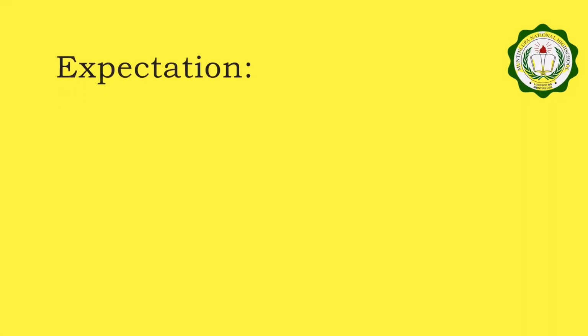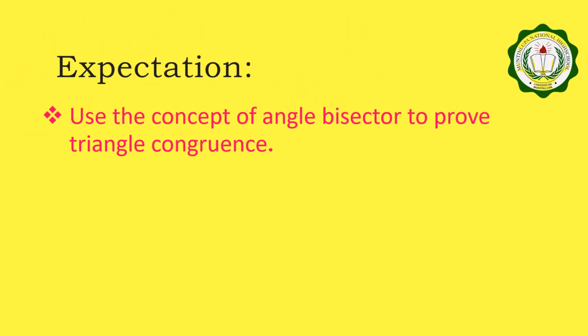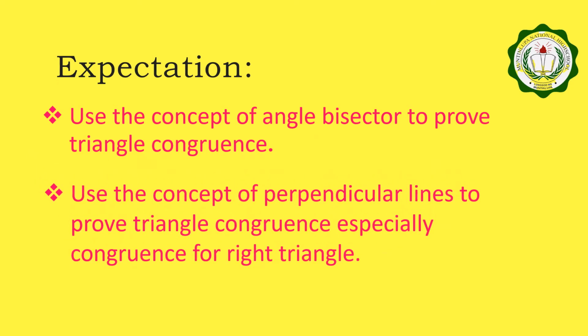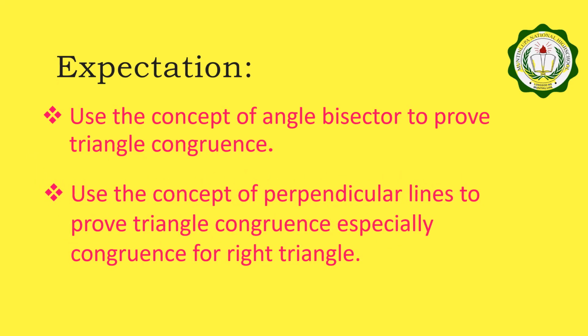In this lesson, we are expected to: number 1, use the concept of angle bisector to prove triangle congruence. Number 2, use the concept of perpendicular lines to prove triangle congruence, especially congruence for right triangle.